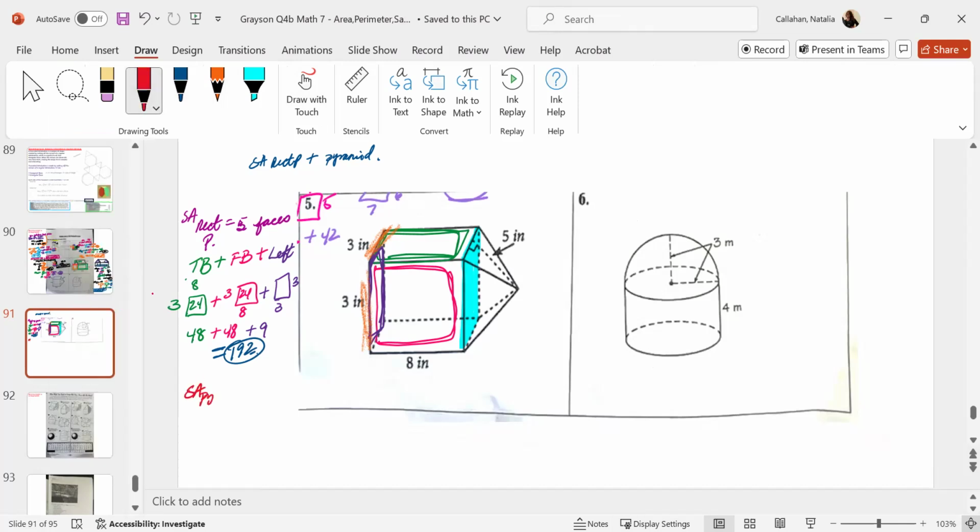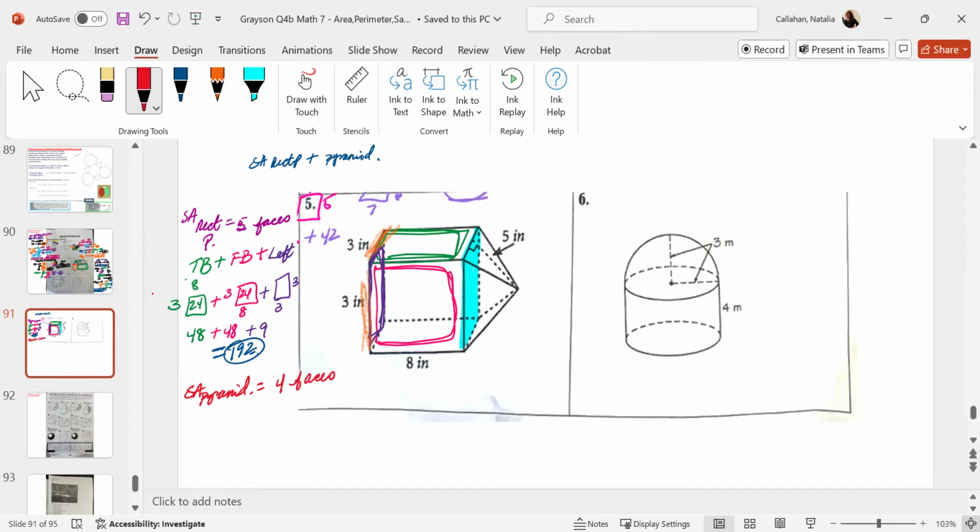Next, surface area. Pyramid. How many faces do you have? I don't use the bottom of the pyramid. So just how many faces do you have? You have a front, back, left, and right. How many faces is that?